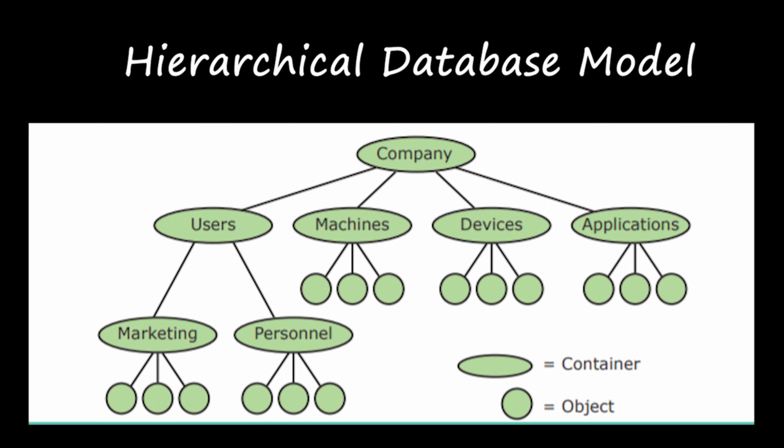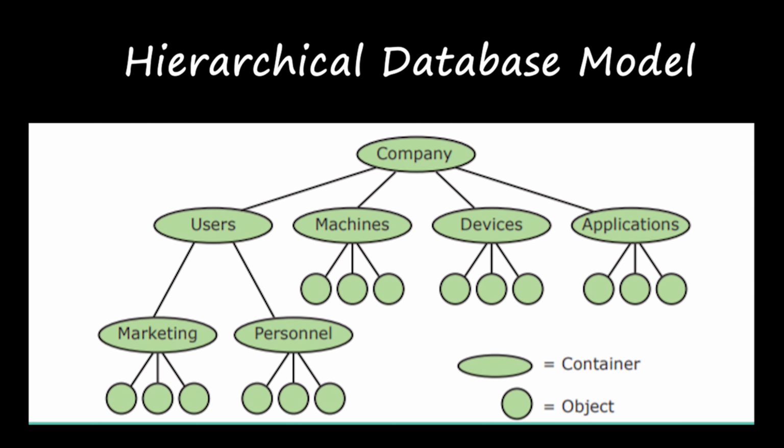When you see this diagram, you can understand. Here we have the company, which is like a parent, right? The company has children: users, machines, devices, and applications. Again, users has marketing and personnel. In the same way, machines also has three branches. The device also has objects, and the top ones, the parents, are known as containers, and they have the objects, right?